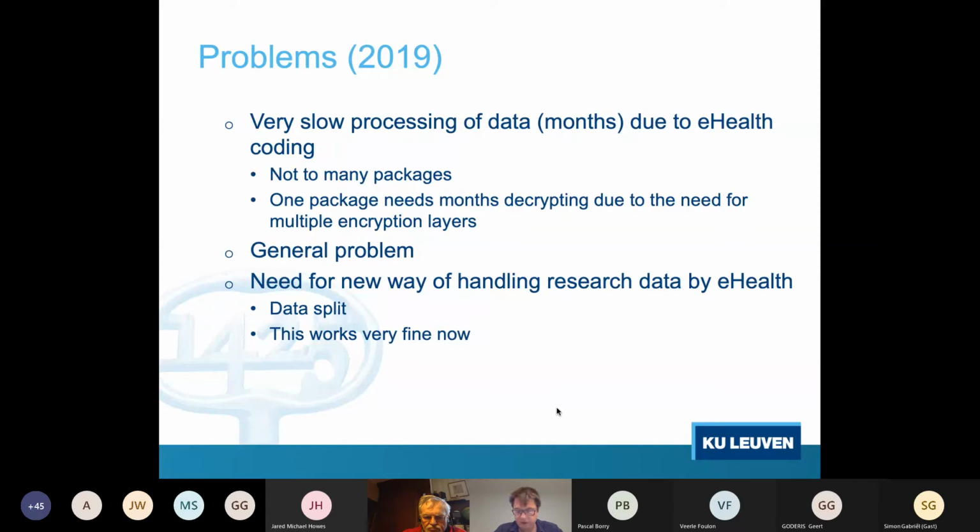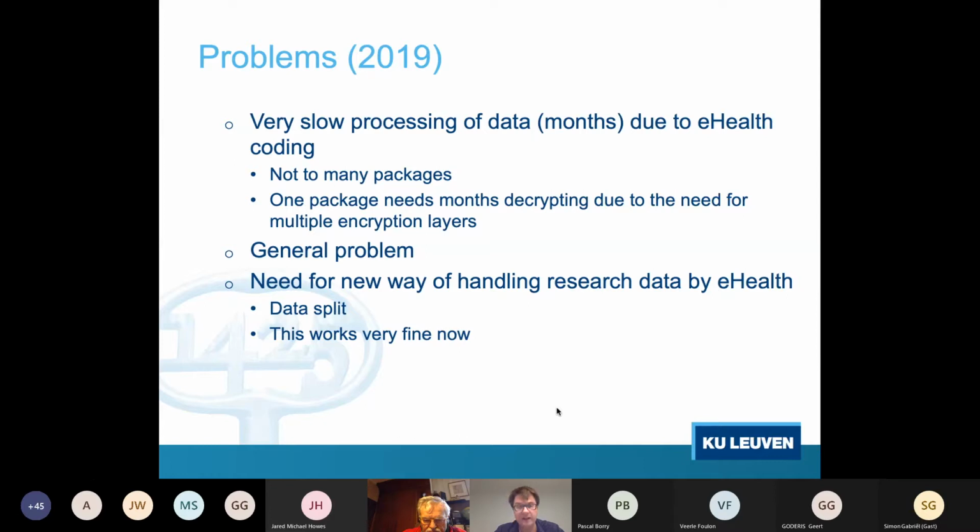The problem is Intego now contains approximately 300,000 patients every year. We needed to collect the data from all those patients, and all that data needed to be coded by the eHealth system. There are two options to get your data past the eHealth coding system. One option is to send small packages, but if we send too many packages, the system crashes.